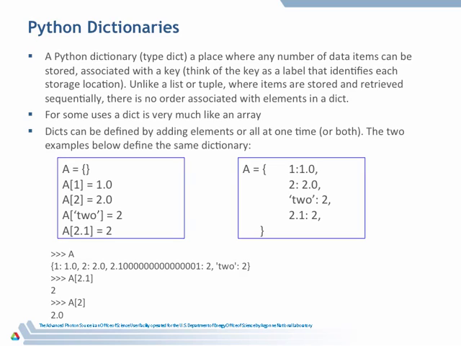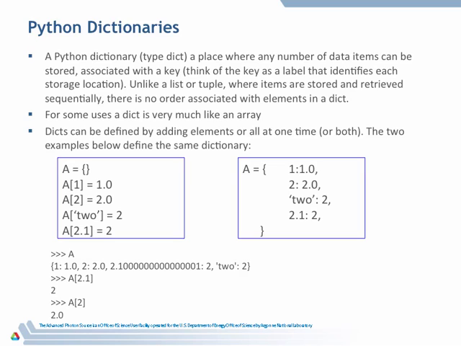Probably not a confusing data type for you folks who've done programming in other languages, but a dictionary is a place where you can store values with a key and a value. So here I start by defining an empty dictionary. And then I'm going to define an element that's associated with the integer 1, and give it a value of 1.0. Here I define an element 2, and just to show you that I can define things in any way that I want to, the next element that I define has its key as a character string.